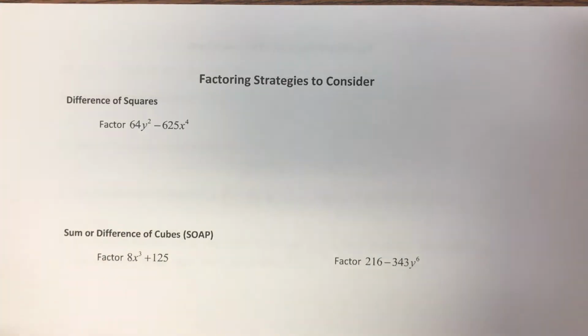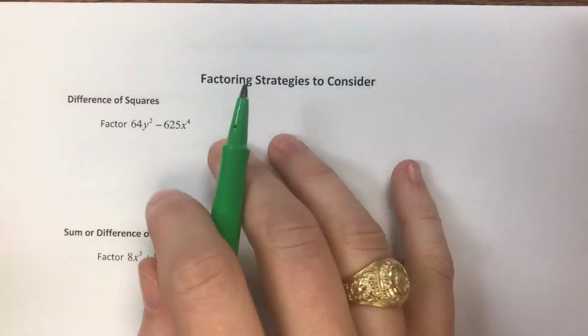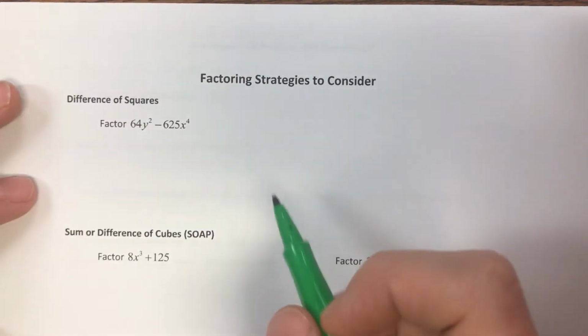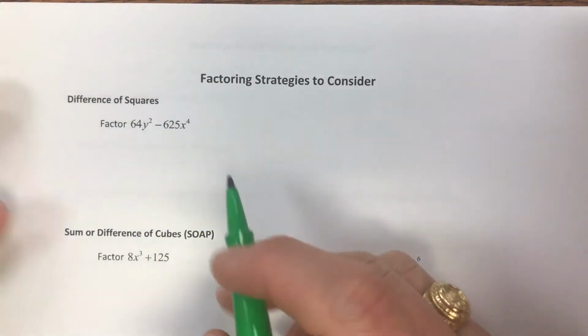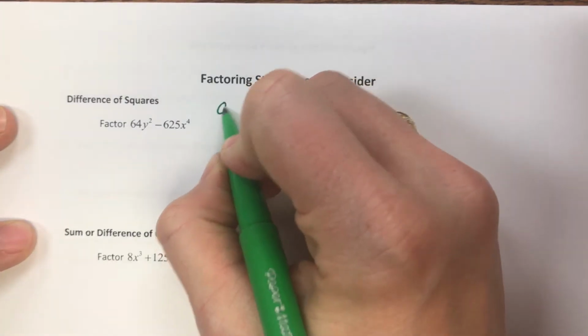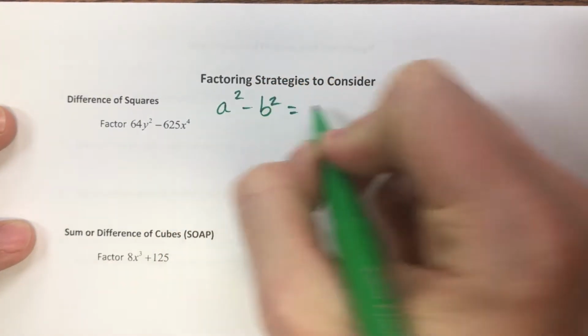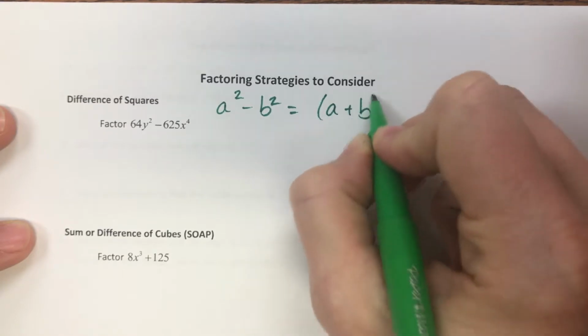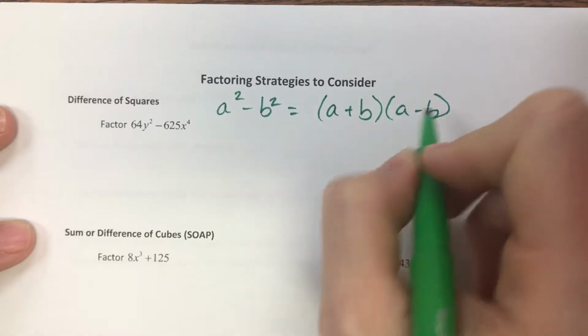Okay, I'd like to work through these factoring strategies to consider with you. This is geared to honors pre-cal, and some of this is definitely review. So the first one here, the difference of squares, if you remember, a squared minus b squared factors down to a plus b times a minus b.